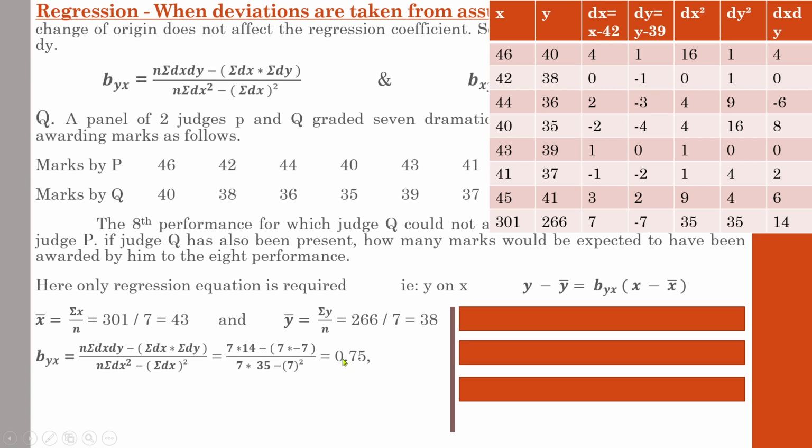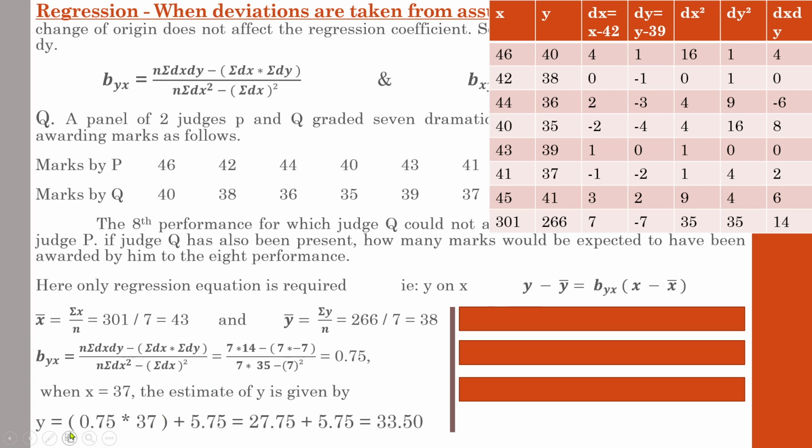Once you have found byx, substitute this value in this equation. And why are we using this equation? Because in the question it is said, when x is 37, estimate y. 37 was the mark given by Judge P in the 8th performance where Q was absent, and you need to find the value of Q. So we assume the marks given by P is x. So x is 37 and we estimate the value of y. By substituting the same in the equation, y equal to 0.75 into 37 plus 5.75.